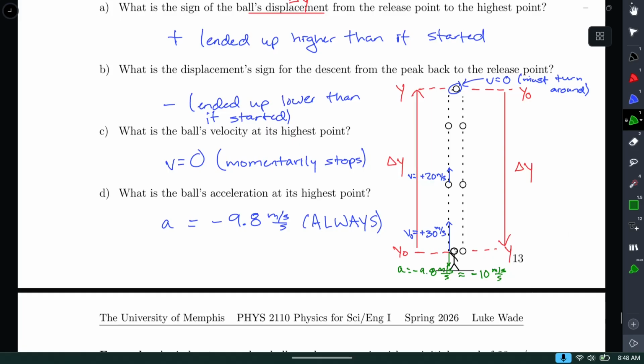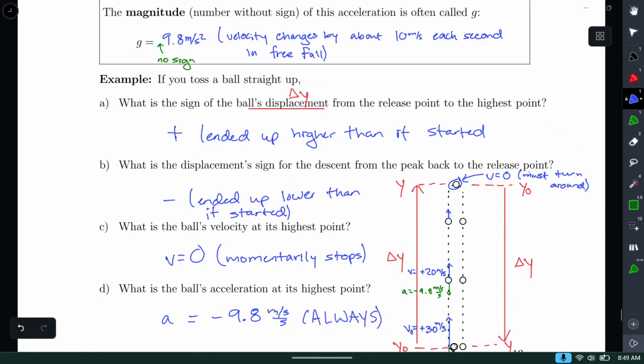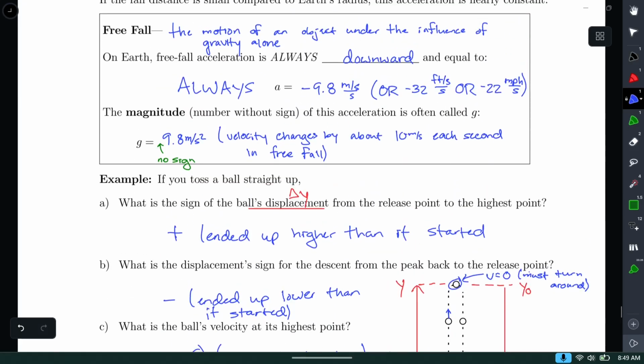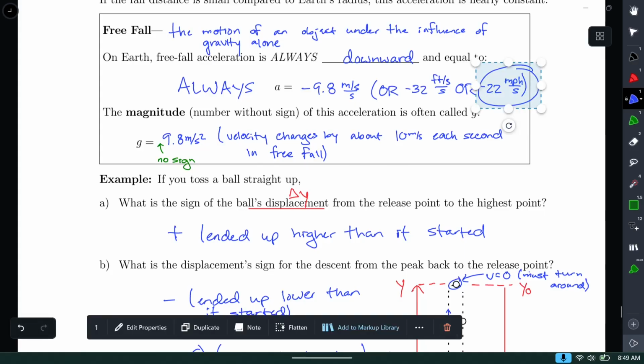Acceleration is still, when the ball is at that location, negative 9.8. So 1 second after this, about how fast is the ball going? 10 meters per second? Yeah, we're taking off 10 meters per second of speed per second. Or again, if that feels a little bit foreign, you're taking off 22 miles per hour of speed per second.